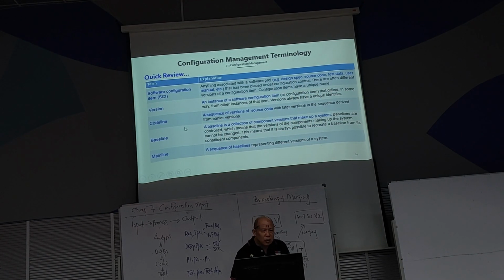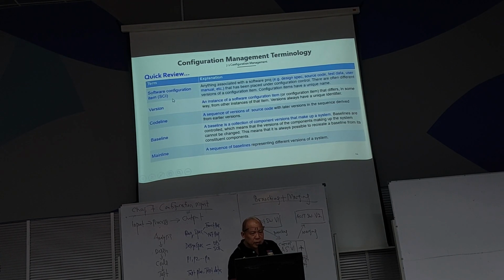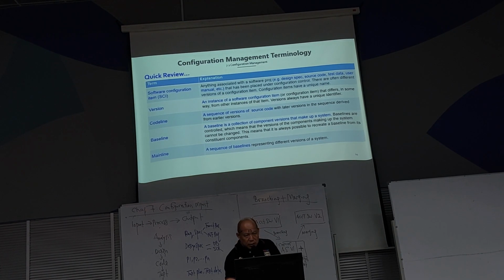Okay, so a quick review. Software configuration item, or you can just call it configuration item. What are some examples? Design spec, source code, test data, user manual. These are examples. A version is an instance of a software configuration item. Okay, code line, baseline, mainline.